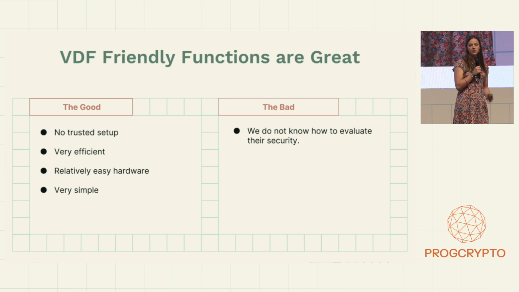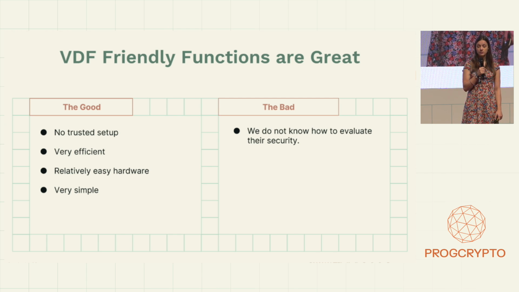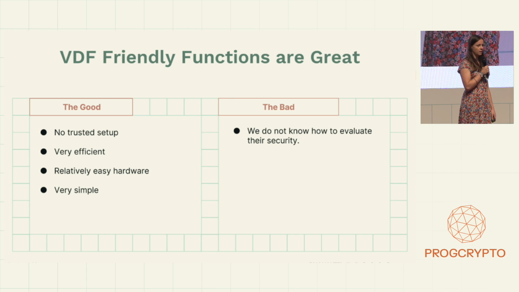And working with these VDF-friendly functions was very nice. They have no trusted setup, they're very efficient, the hardware is relatively easy, and actually most importantly, they're very simple. So being able to see what's going on and have a feel for how it's going to impact your protocol was very easy because the thing we were working with was simple. However, there is a bad side of these, being that they'd only just been proposed, and we do not really know how to evaluate their security. It's not like this is something which we've looked at lots in the past, it's sort of all fairly new to us.